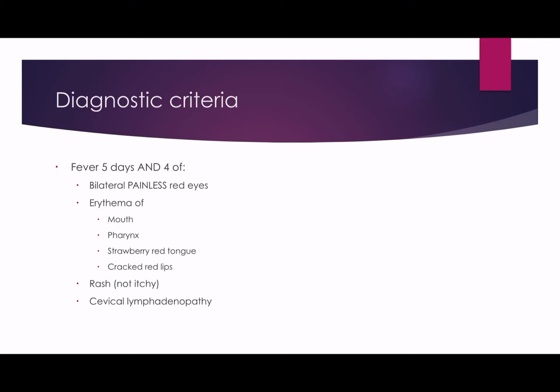So the diagnostic criteria for Kawasaki disease is purely symptomatic. So it's a syndrome that we look for. So one of the key things is having a persistent fever. And these patients often have to have a fever for 5 days, and then 4 of the other features. These features include conjunctivitis, erythema of the mouth and oropharynx, the stereotypical strawberry red tongue, and cracked red lips. They often have a rash that's quite prominent, and it can be macular and it can be papular. And they often have cervical lymphadenopathy.